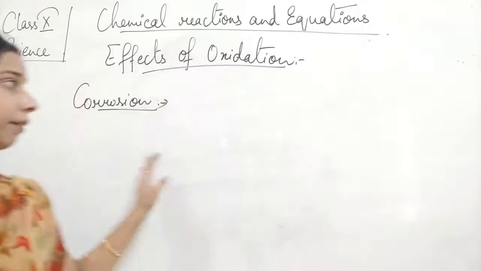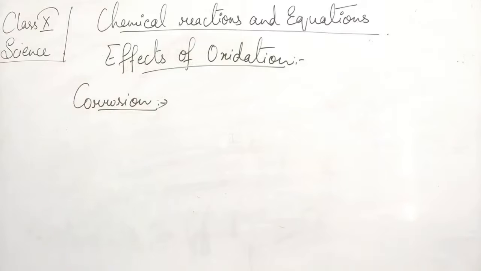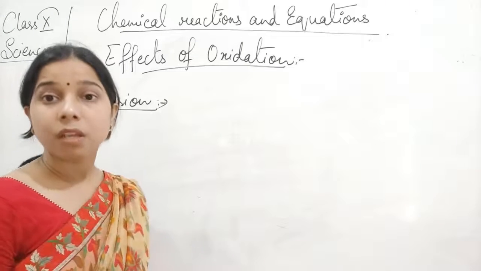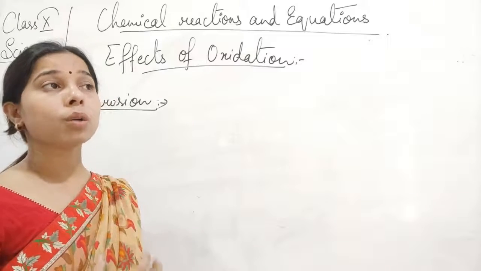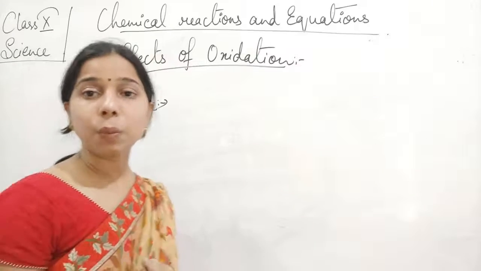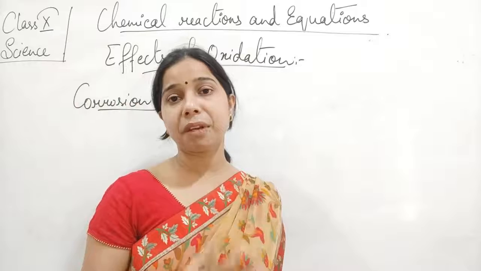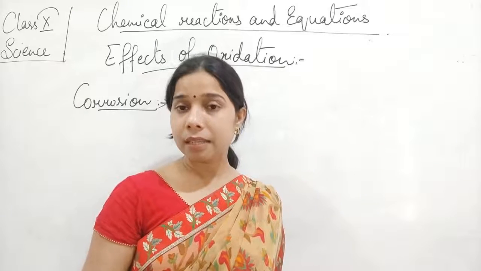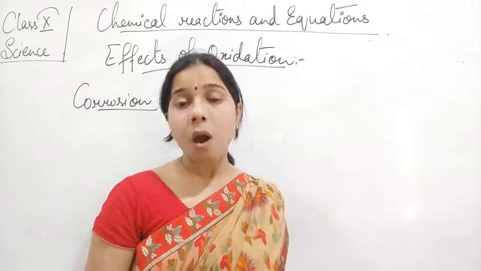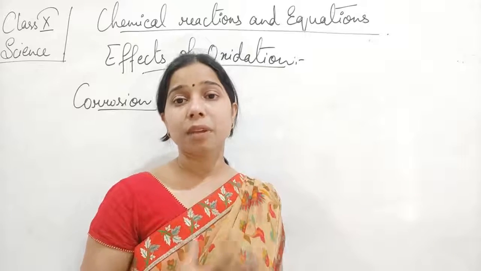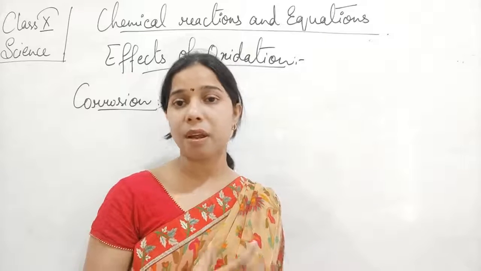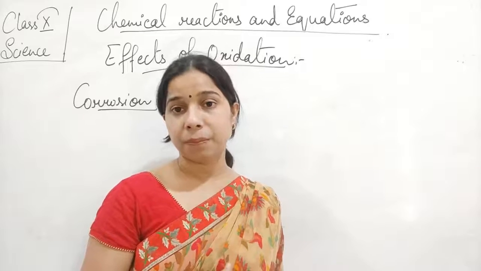Now moving on, we will start with corrosion. So basically, what is corrosion? It is a slow process, a slow degradation, in which the surface of the metal gets corroded since it gets oxidized, or we can say since it reacts with the air, with the oxygen or the moisture present in the atmosphere.